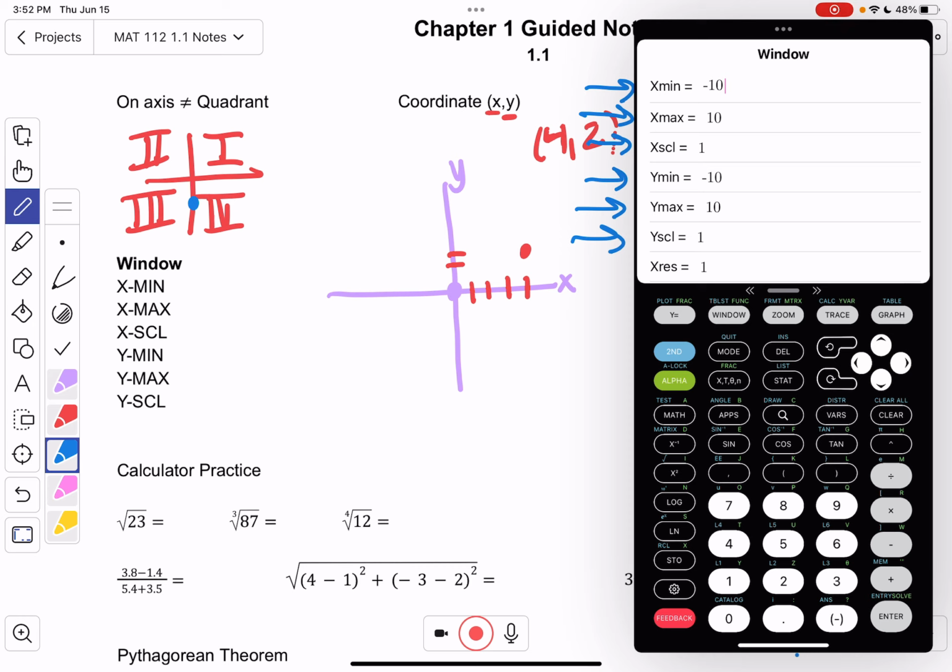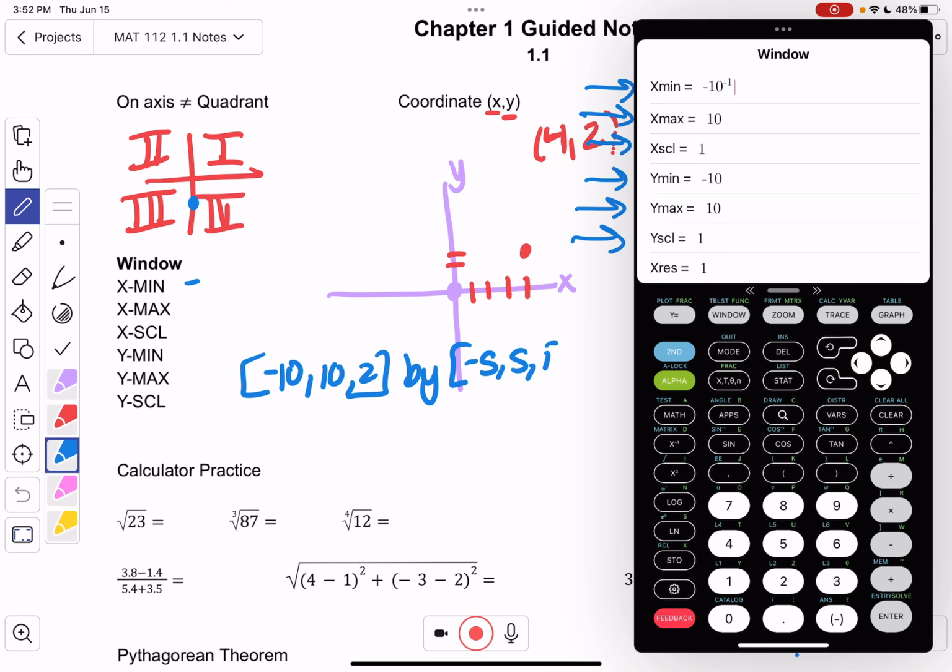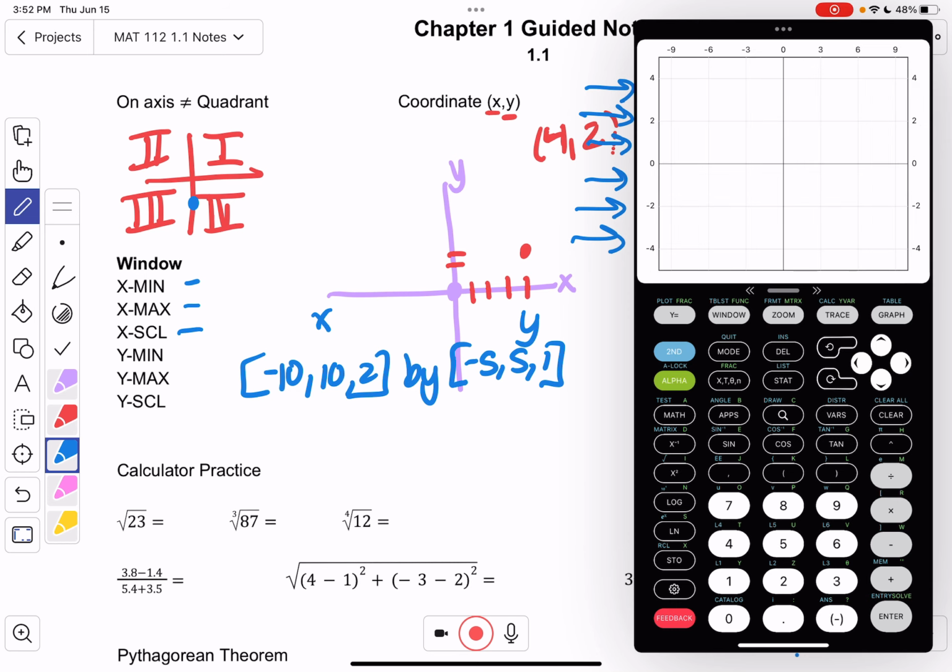So if I wanted to change the window, maybe I see something like, I want my window written like this. Just like the points, it's saying the x first and then the y, and then it goes right in order. So negative 10, 10, 1, negative 5, 5, 1. Now, if you look at the numbers on this one, the y numbers right here on this side are further apart than the other numbers. Depending on the type of calculator you have, it might look a little bit different, but that's in general how that window button works.